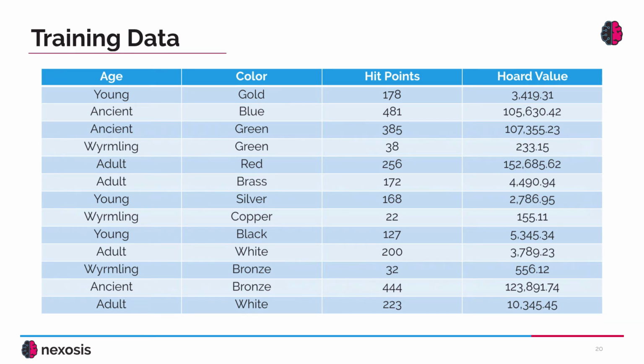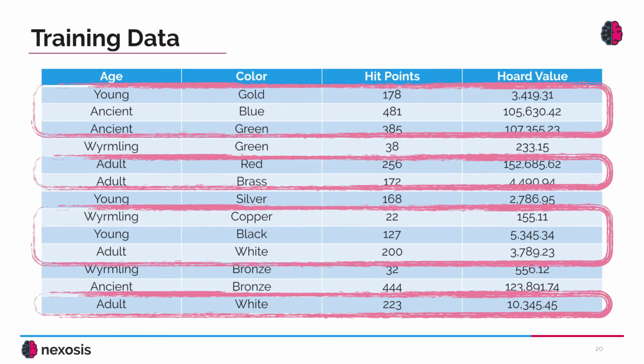We would probably have several hundred or maybe 1,000 or so sample dragons here. It depends on how many features you have. It's not a precise thing. But I'm just going to show a few here. You see we got the age of the dragon as a column in our data. We got the color, we got their hit points, and we got a hoard value. And so age, color, and hit points are our features, and our hoard value is the target.